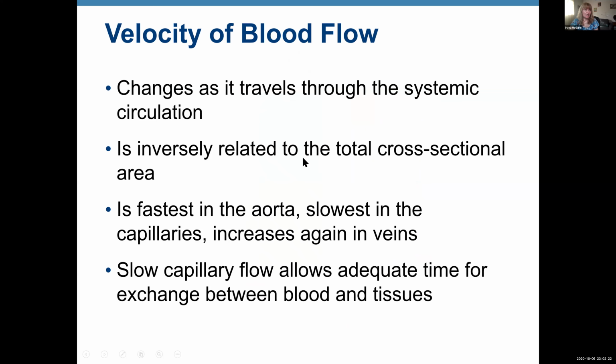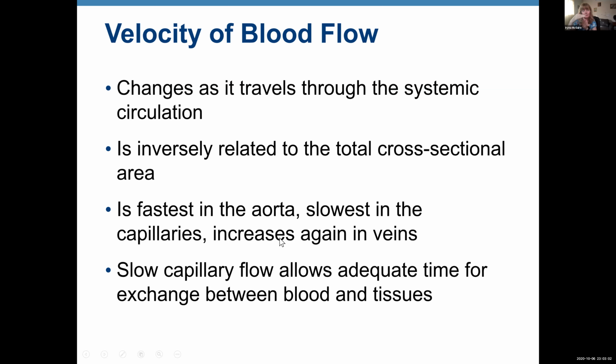Okay, so velocity. Well, velocity is the speed, right? So velocity of blood changes as it travels through the systemic circulation, and is inversely related to total cross-sectional area: fastest in the aorta, slowest in capillaries, increases again in veins. Slow flow through the capillary allows time for exchange between blood and tissues. So what is important over here, and it's kind of intuitive, is that blood flows faster in the aorta.